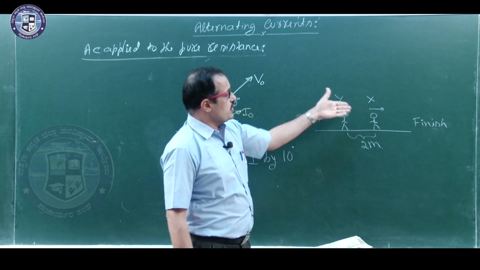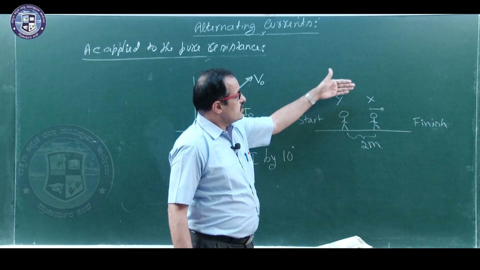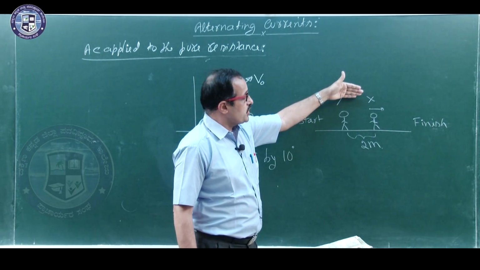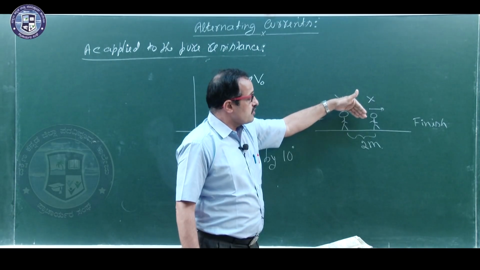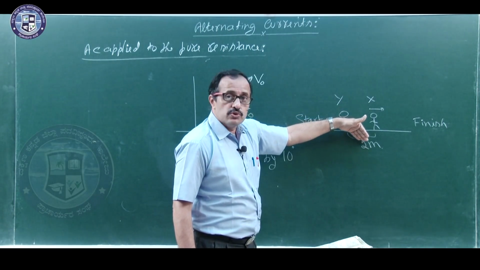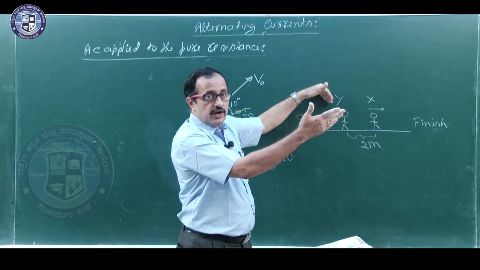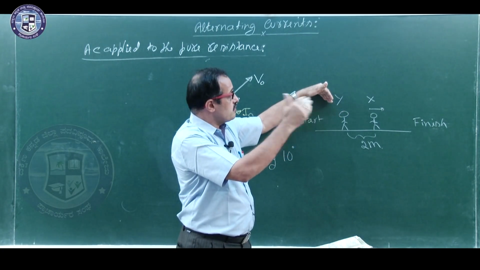Very simple, if you look into this case, immediately you will tell both of them are running, both of them are participating in the running race competition, such that X is leading by how much? 2 meter with respect to Y. X is leading by 2 meter with respect to Y.